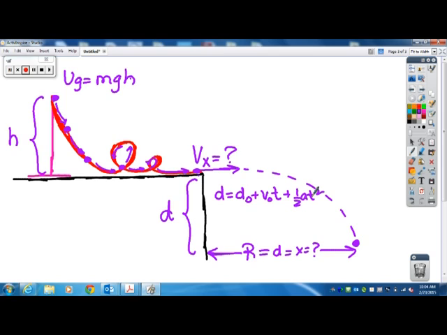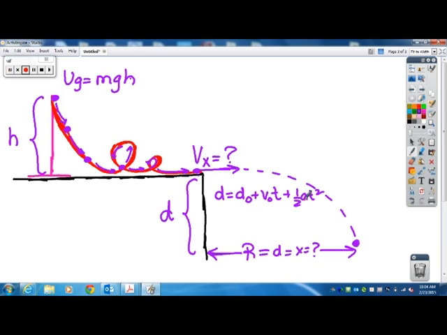The d naught is 0 because now you're just using this equation to analyze the ball's motion right from the edge of the table all the way till it lands on the ground. So you can be using it just for the projectile motion part. The initial displacement is going to be 0. The final displacement is going to be how high the table is. Your initial vertical velocity is 0. Your acceleration is 9.8 meters per second squared.